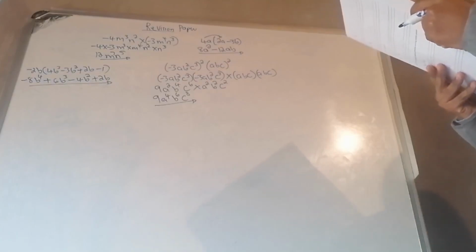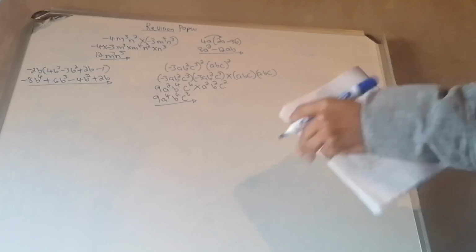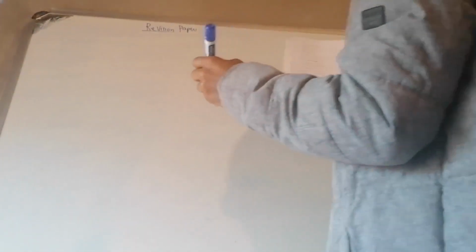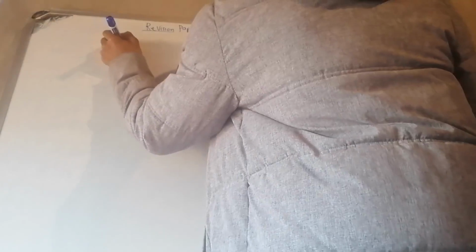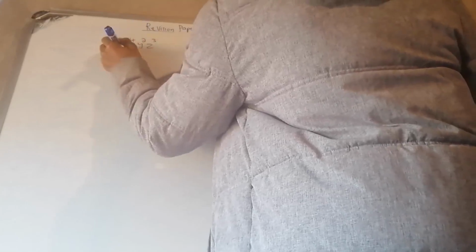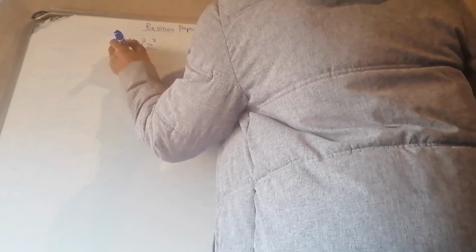Let us try to look at the division of algebraic expressions. Simplify 12x to the power 4 y squared z cubed divided by 3xyz.